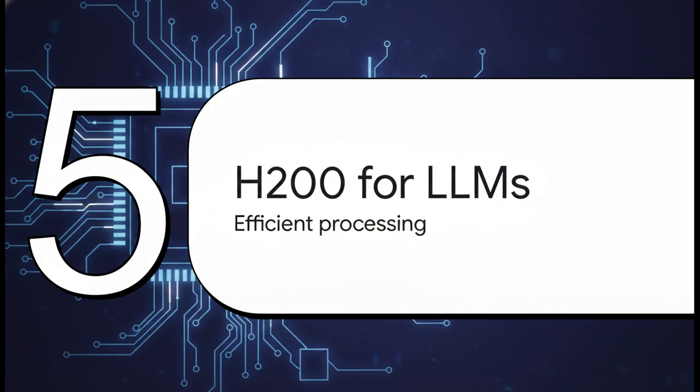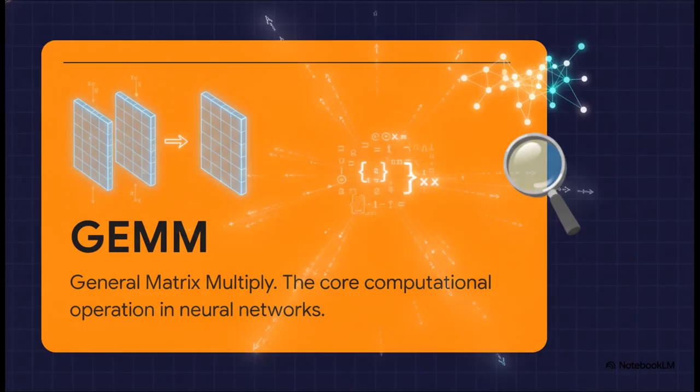Let's look at processing large language models efficiently. So the absolutely crucial point here is how all of these specific architectural choices map perfectly onto the mathematical demands of large language models. At the absolute center of it all is GEMM, or General Matrix Multiply. GEMM is the core computational operation in neural networks. It basically takes incredibly complex tasks, things like attention projections and feed-forward layers, and reduces them down to the simple act of multiplying large matrices together and adding up the results.